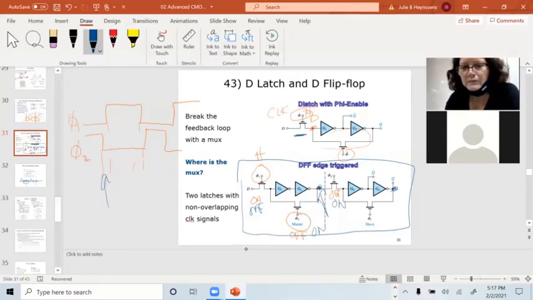As soon as I turn phi on, my output is going to go with a little bit of a gate delay to Q. So if I change D and phi's on, Q changes. But if I change D here, I need to go through a clock edge, both that high and low transition, before Q can change.